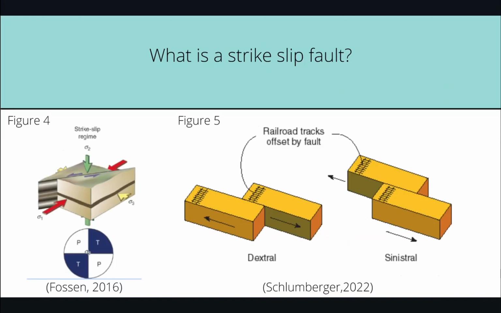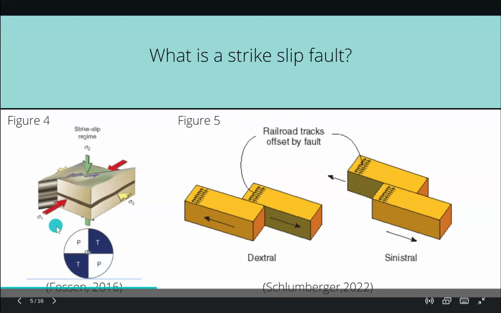Now we're going to look at what is a strike-slip fault. Fossen defines a strike-slip fault as a fault where the displacement vector is parallel to the strike of the fault. They are hence areas of high shear stress. We can describe them using principal stress axes, or Anderson's classification, which we can see from figure 4, where sigma 1 is greater than sigma 2, which is greater than sigma 3.